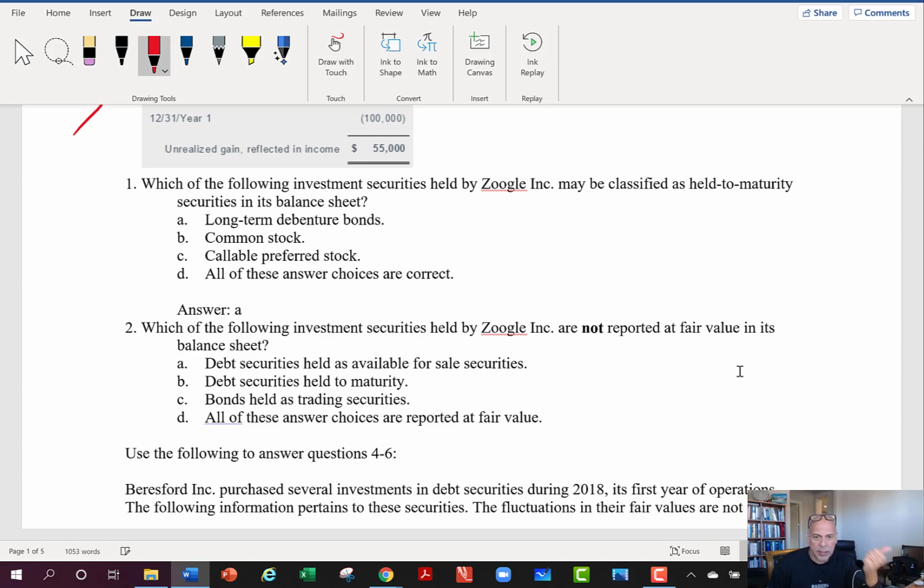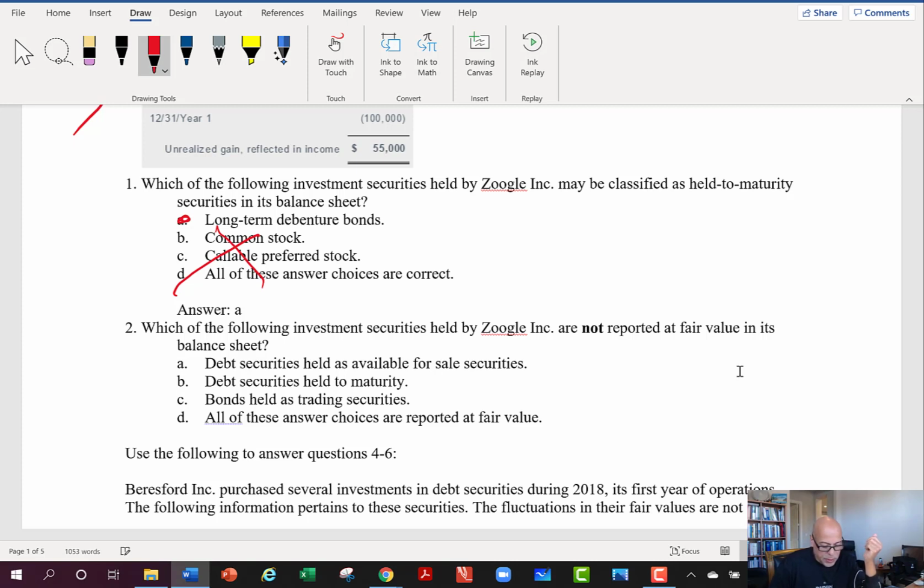It's got to be a bond. And the company has to have the positive intent and ability to hold it to maturity. So I look, and I don't have to search very long before I find the right answer. All of these others, of course, it's not all of them, are stocks. And stocks do not have categories that we put them in in terms of being trading, available for sale, held to maturity. That's reserved for debt securities, right?